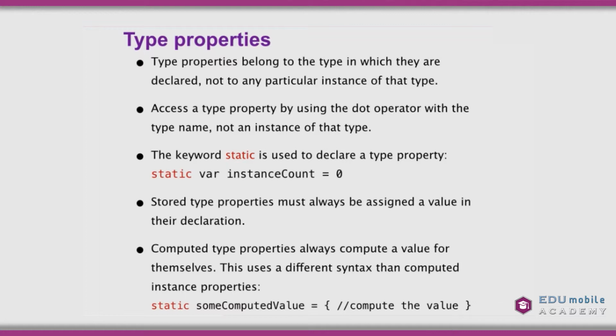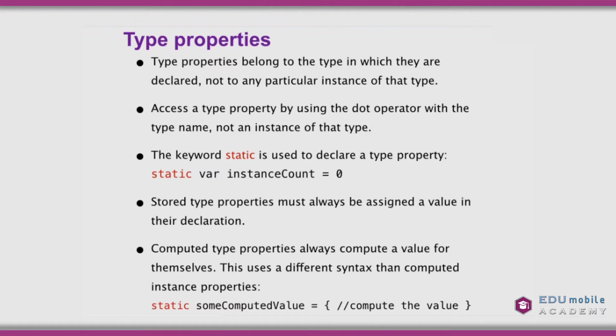So, what are they? Type properties belong to the type in which they're declared, not to any particular instance of that type. How do we access them? We use the dot operator, but we use the type name, not an instance name of that type. We still use the static keyword. Static says it belongs to the type, not to an instance. So we could have static var instanceCount equals 0. And then every time this guy was instantiated, we could bump the instance count, and we would know how many instances were floating out there. If we didn't have automatic reference counting, that might be a good idea, but it's just an example.